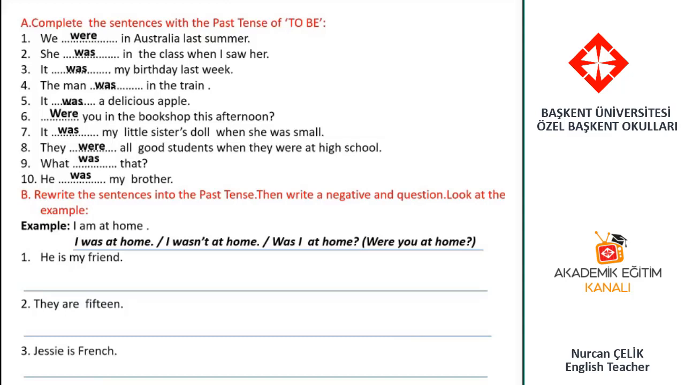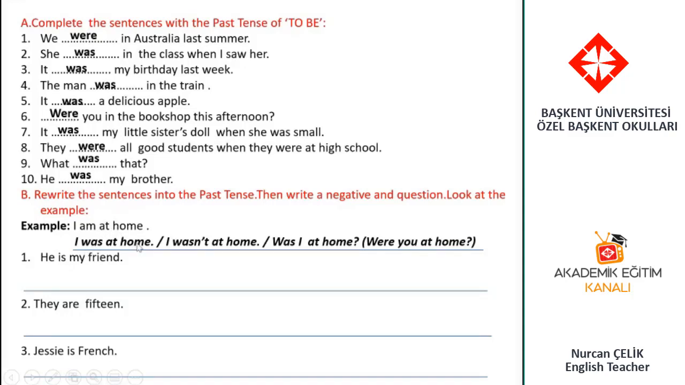Now let's try to make some sentences. We're going to rewrite the sentences into the past tense. Then write a negative and a question. Look at the example here. I'm at home. In this sentence, we express present tense. We're talking about present tense. I want you to rewrite this sentence in past form. And it changes, I was at home.